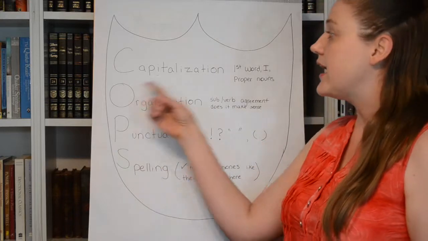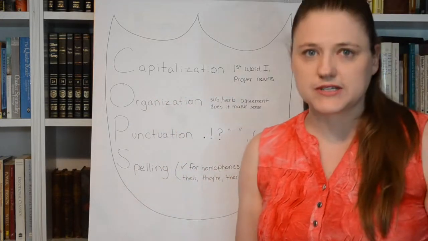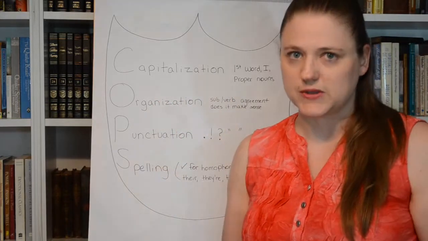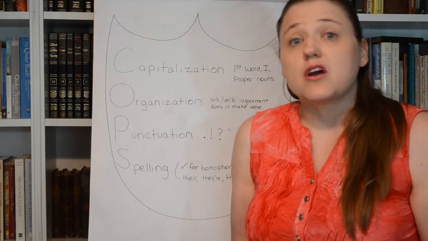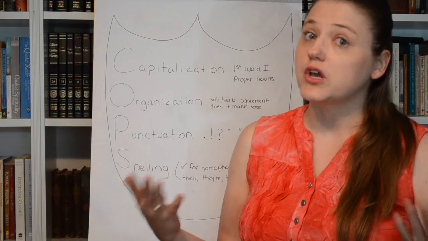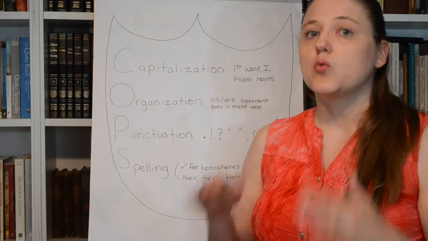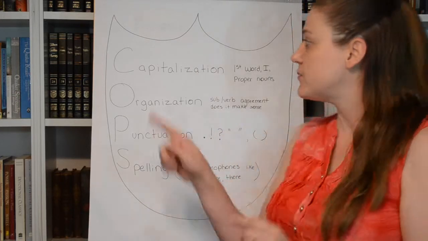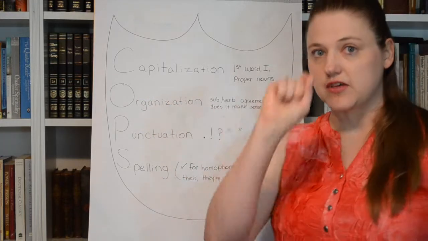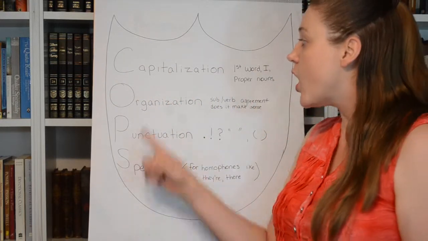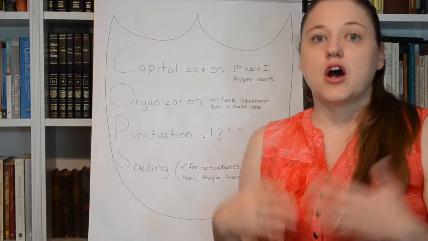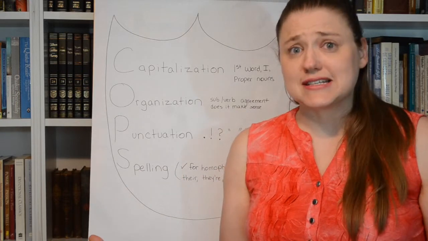For example, capitalization. Of course, we tell our students a sentence starts with a capital letter. But if you're working on the pronoun I, or you're working on names of cities and states, or proper nouns, whatever you're working on in your classroom, you could have little bullet points under here that they can check off as well. Organization. Of course, does your sentence make sense?